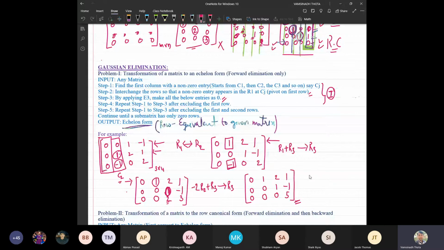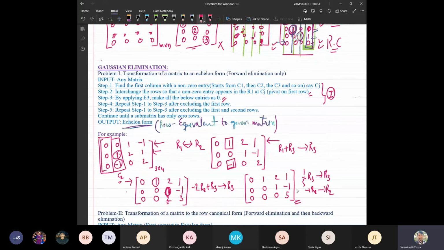Can you give me another echelon form? What I will do is 1 by 5 times R3 replaces R3. Then I will get another form. This 5 will become 1. That is also an echelon form of the given matrix. Sometimes I will do minus 1 times R2 replaces R2. In that case, here minus 1 will come and here plus 1 will come. That is also an echelon form of the given matrix. But that is not required. Once you receive some echelon form, you can stop the procedure. Okay, this is the final output.